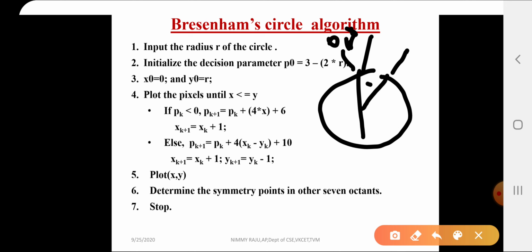Then we have to find the remaining points, and for each point the x value is incremented by 1. The y value either remains the same or is decremented by 1. So step 4 will be repeated until x is less than or equal to y.